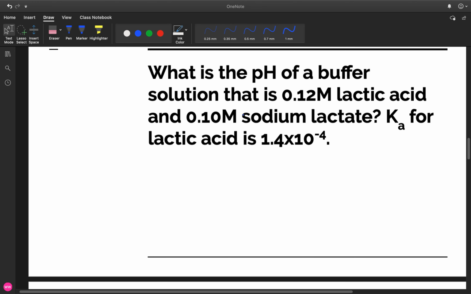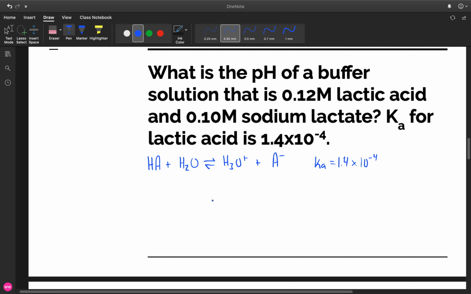What is the pH of a buffer solution that is 0.12 molar lactic acid and 0.1 molar sodium lactate? The Ka for lactic acid is 1.4 times 10 to the negative fourth. When we're looking at this, we know that lactic acid is a weak acid. It will react with water and form an equilibrium where we form H3O+ and the conjugate base, lactate. The Ka for this is 1.4 times 10 to the negative fourth.